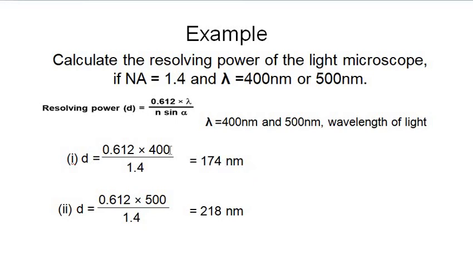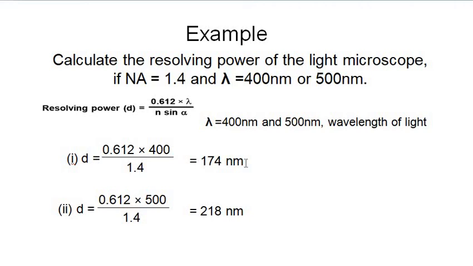at the short wavelength of light, and resolution is decreased at the 500 nanometer of light. It is a higher wavelength, so 200 nanometer is the resolving power of the light microscope at the 500 nanometer wavelength of light. So if D is decreased, it means resolution increases. If D is increased, the resolution would be decreased.